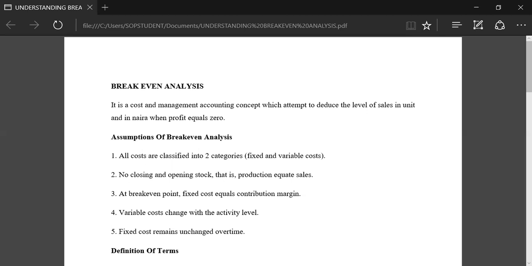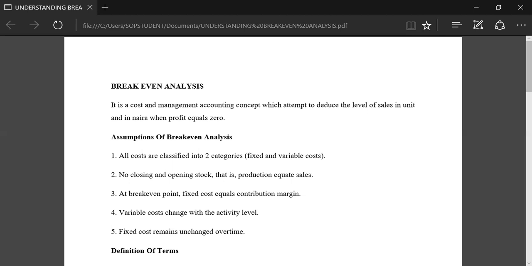And break even is a point where the company is neither making profit nor loss. In other words, the company's profit is equal to zero. So break-even analysis helps to determine the level of sales, both in units and in naira, that is required to attain this point. Now, there are 5 assumptions of break-even analysis.